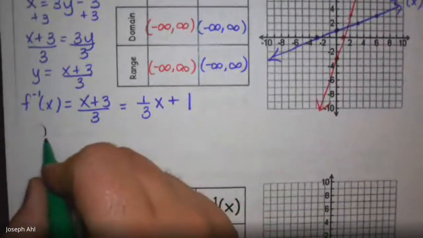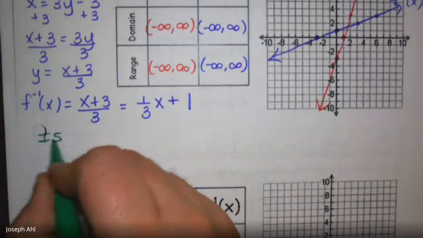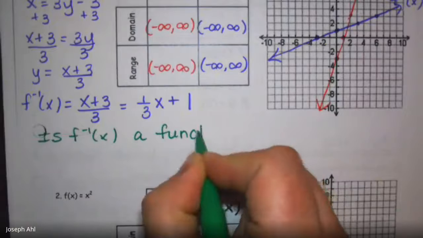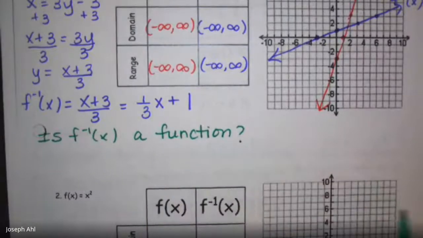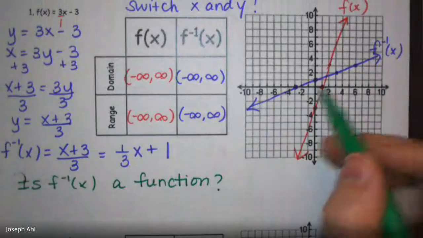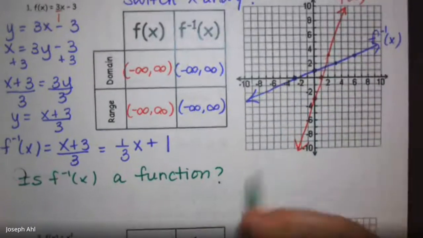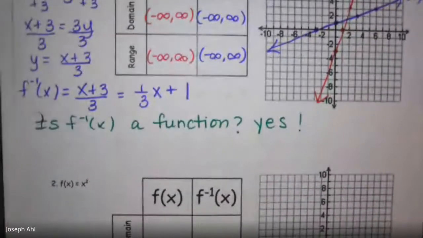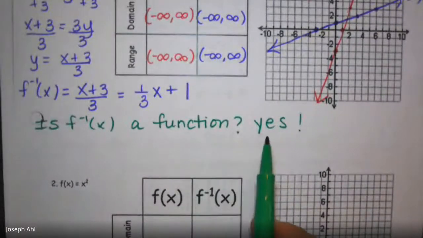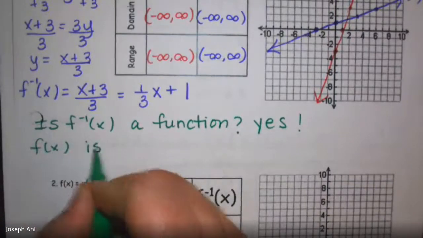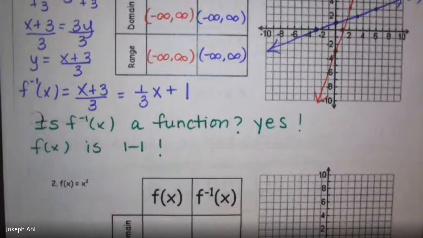And then what I want to know is, is the inverse a function? And if we look at the graph of the inverse, linear functions are definitely still passing the vertical line test there. So we can say yes, that the inverse is a function, and the conclusion we'll make is if we say yes to that question, that means that the original function f of x is what we call 1-to-1.